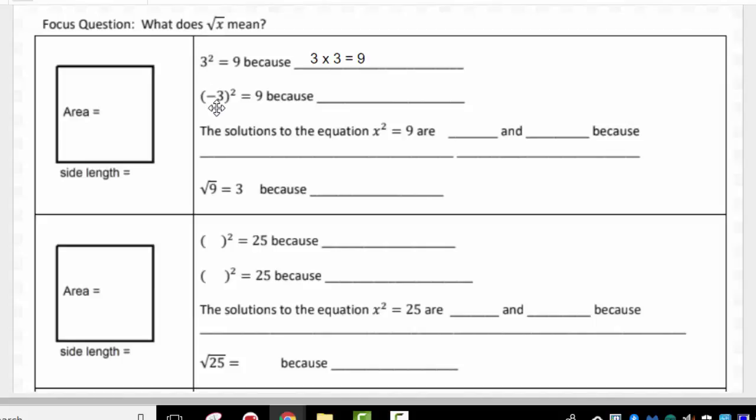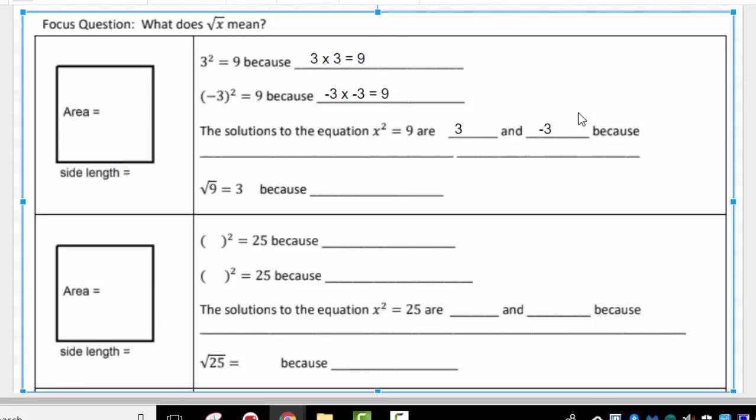The same thing here. If we have a negative times negative, negative 3 times negative 3, that makes a positive. Negative 3 times negative 3 also equals 9. So it's also true that negative 3 quantity squared is 9. So if you have an equation x squared equals 9, something squared equals 9, there's actually 2 solutions, 3 and negative 3. And the reason is just the same work that we did above.